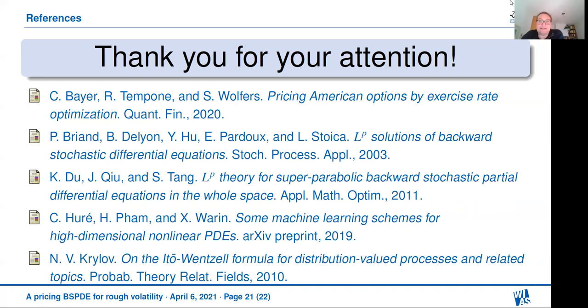And references, I mean, the paper with Raoul and Sören is the first one, then Briand, Delyon, Hu, Pardoux, and Stoica is quite old by now, but a powerful existence and uniqueness result for BSDEs that we used for this theoretical part. Then the next paper is a representative paper by my colleague Qin Yao about more standard theory for backward SPDEs. Finally, there is this paper by Jure, Pham and Barin, which I find very, very inspiring. And then there is Krylov's paper on the Ito-Wentzell formula.